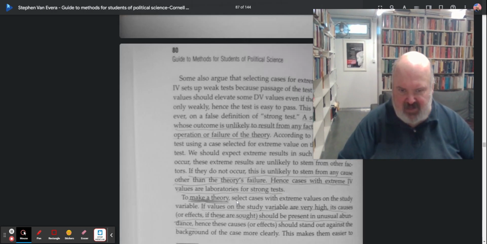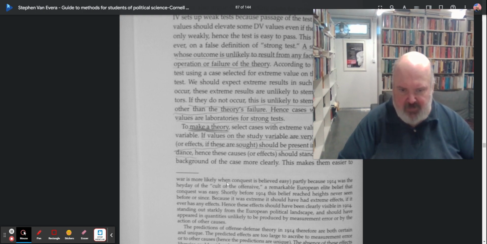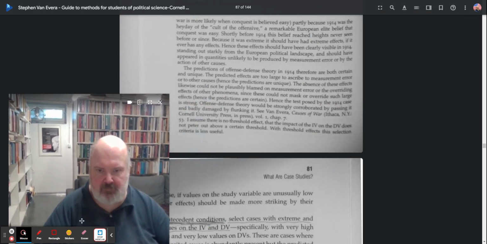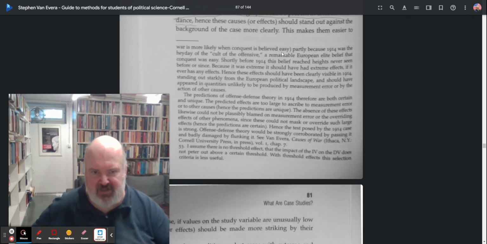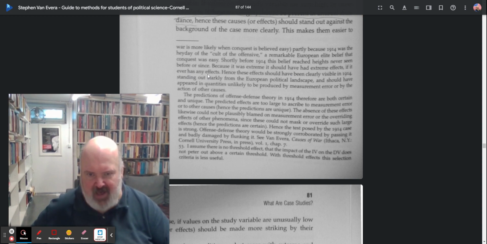offensive theory, which posits that war is more likely when conquest is believed easy, partly because 1914 was the heyday of the cult of offense, a remarkable European elite belief that conquest was easy. Hence, before 1914, this belief reached its height, never seen before or since. Because it was extreme, it should have extreme effects, if it had ever had any effects.